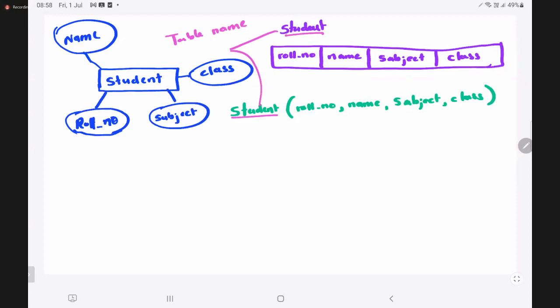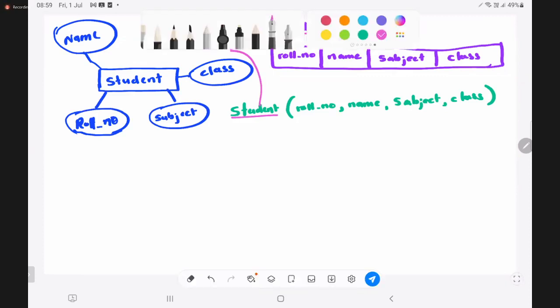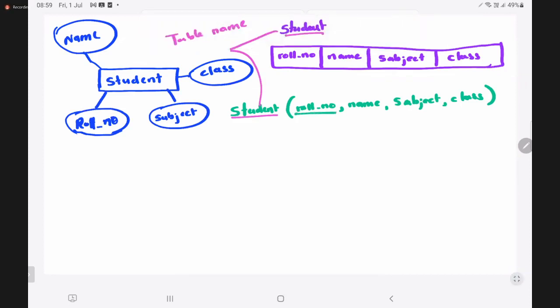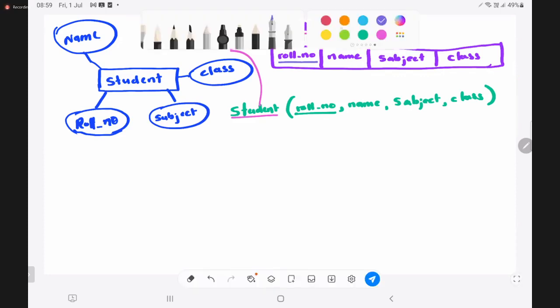Very good. The roll number will be the primary key. So the roll number is the primary key, and you have to underline it. This is how we draw the schema for this kind of entity. I will give another one. Try to draw it, everyone.